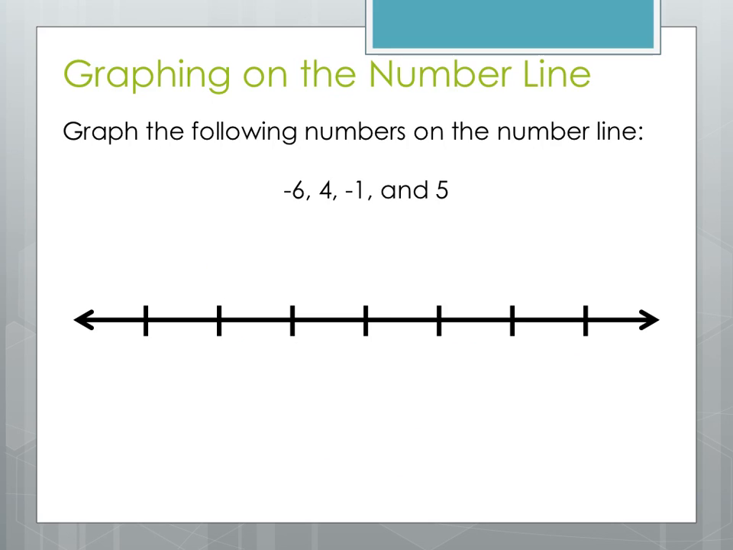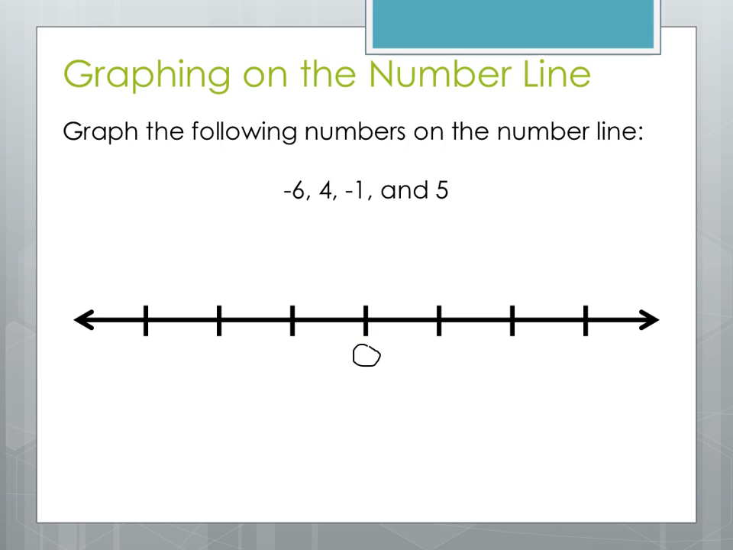Now we're going to graph some numbers on the number line. Notice that this number line doesn't have any numbers labeled on that, and I did that on purpose. If we tried to label everything on here, we wouldn't have enough room to get everything from negative 6 to positive 5 on our number line. So we're going to have to change our scale. I'm going to go ahead and put 0 in the middle here.